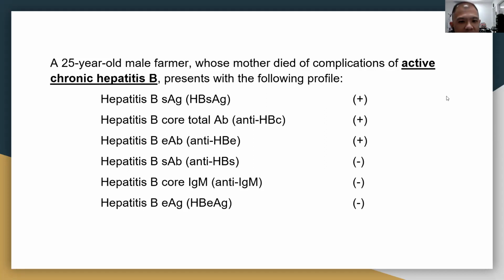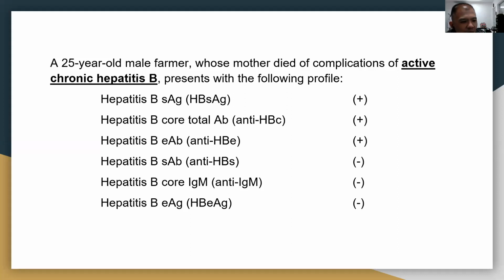Wait, let me see. Anti-HBe positive. Sorry. So this one is not immune clearance. It's either carrier or reactivation phase. Okay, it is negative for HBe. For the first case, HBe is positive, right? Yes, Doc. So if HBe is positive, it is a choice between immune clearance and immune tolerance.